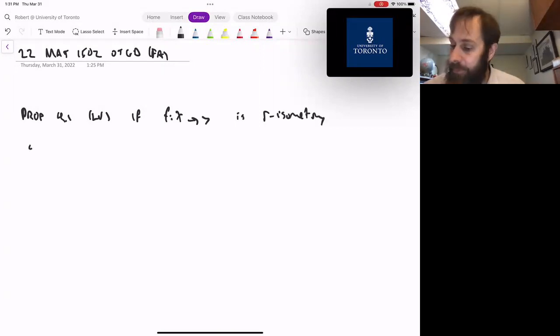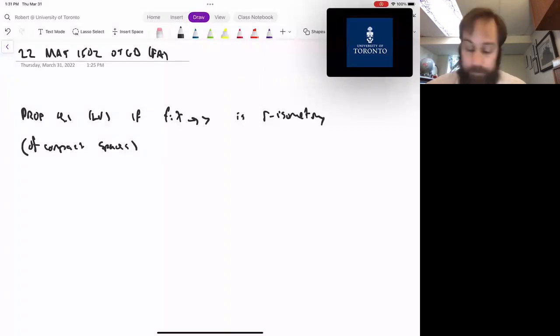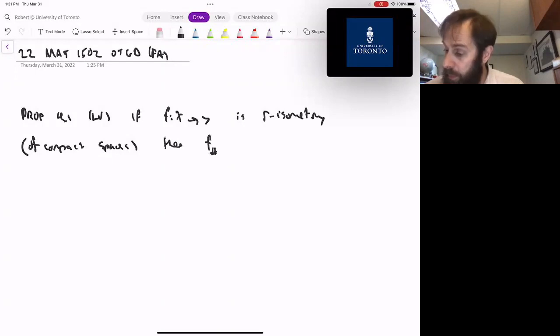of compact spaces, though I'm not even sure that it matters, the compactness, then the push forward acts as an R isometry, or maybe a 7R isometry between probability measures on X and probability measures on Y when you put the two Wasserstein metric on them.